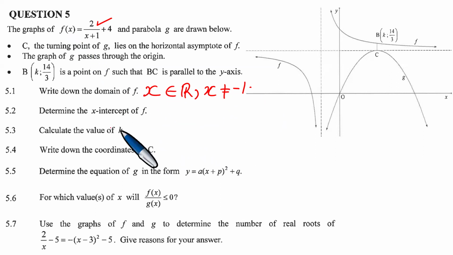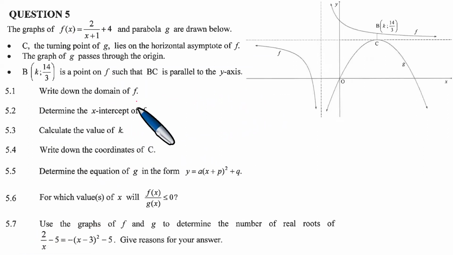Okay, so we have written down the domain of the function f, which is the set of all x values for which the function f itself is defined. It is therefore defined when x is an element of all real numbers except x equal to -1. In other words, x is not equal to -1. Next question: we want to determine the x-intercept of f. Let us find the x-intercept of f.